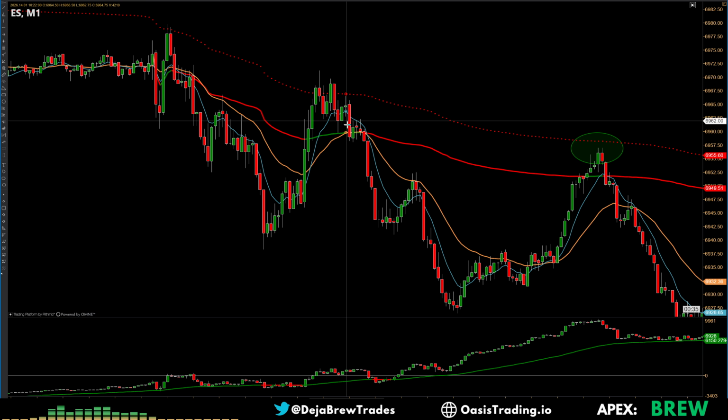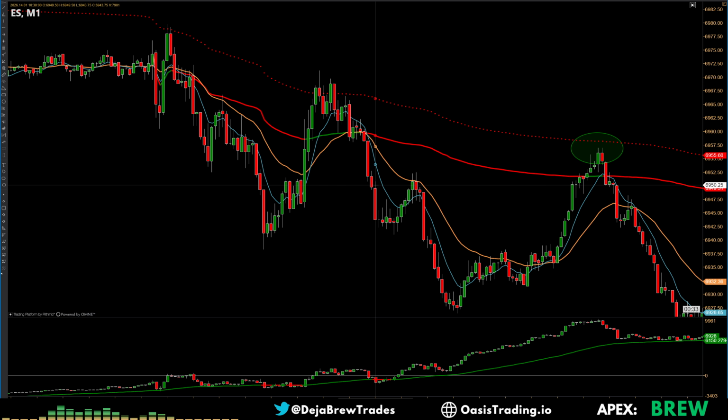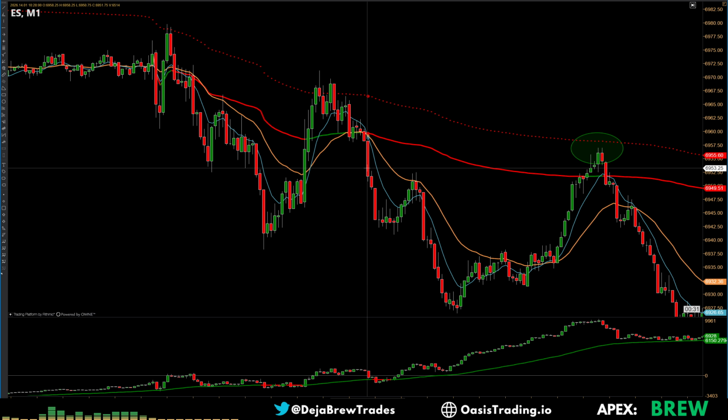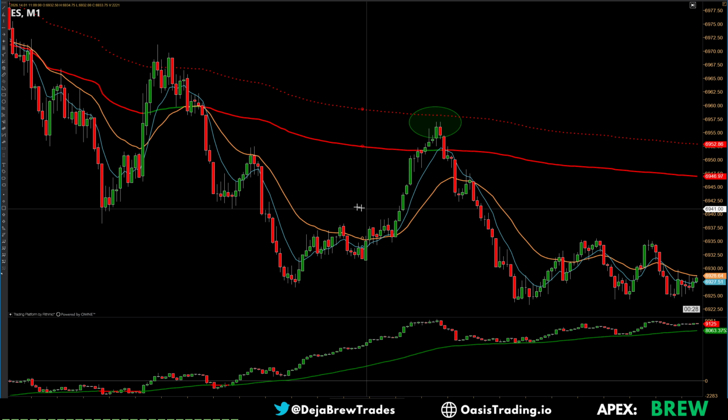Okay? And then look for one smooth motion. Make sure it's protecting those EMAs bearishly. Make sure it's protecting the highs bearishly, and you are good to go.